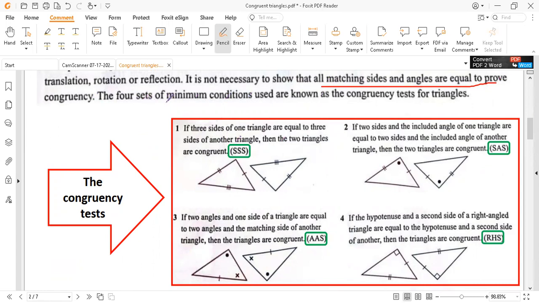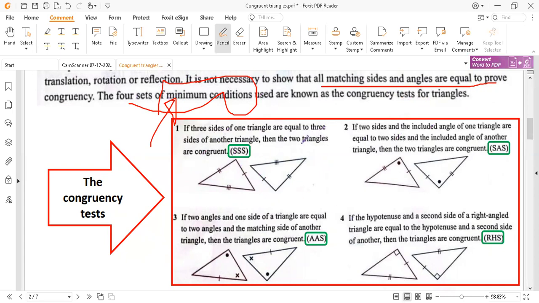The four sets of minimum conditions used are known as the congruency tests. We need these because we don't need to exceed the conditions. It's sufficient to have these to prove that the triangles are congruent.